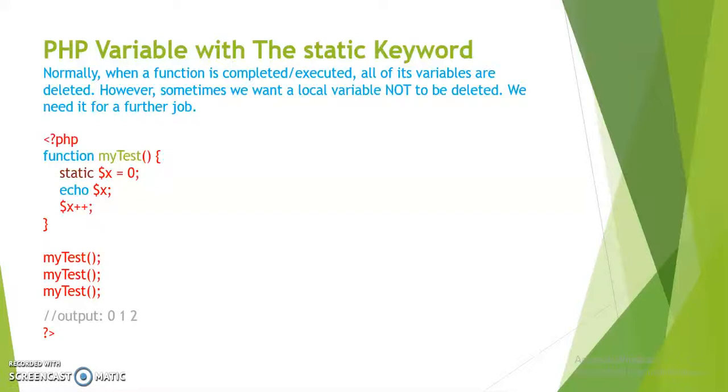Alright, so here we say the variable should be echoed and also be increased by 1. Okay, and you can see we have put this function right here 3 times. The first one will give 0, the second one 1, and the third one is going to give us 2, because we say we should start from 0 right here. Alright, so that is just what we're trying to explain.